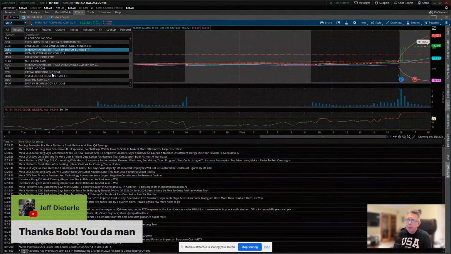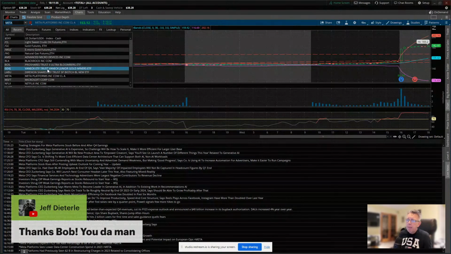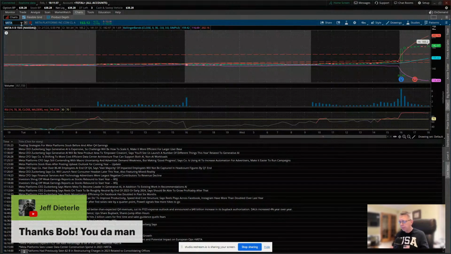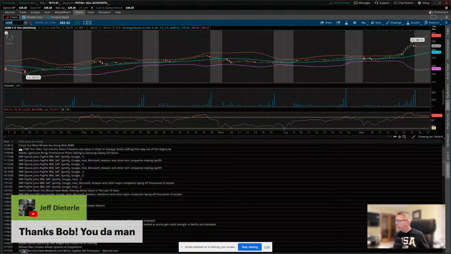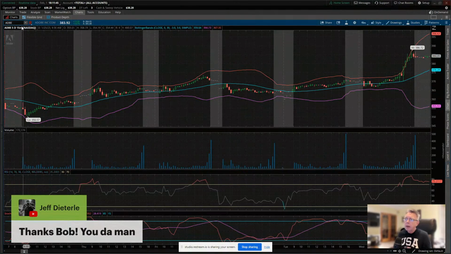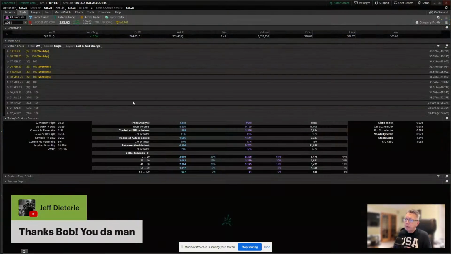And we'll take a quick peek. This takes seconds. Okay, so what we do here is we take a look, and I want to know the current IV percentile. How expensive are these options?